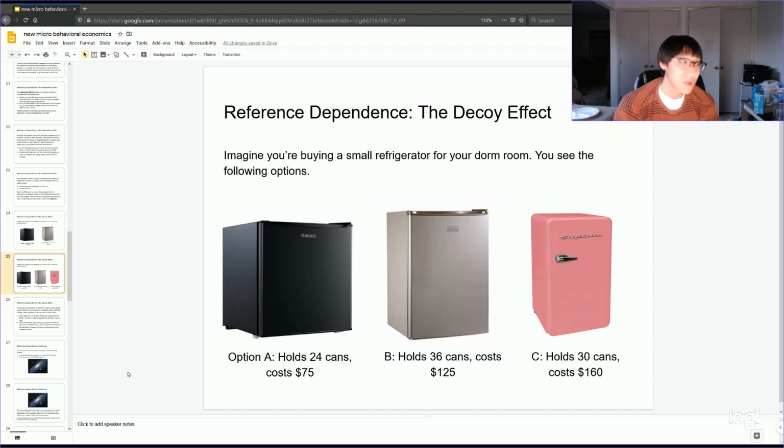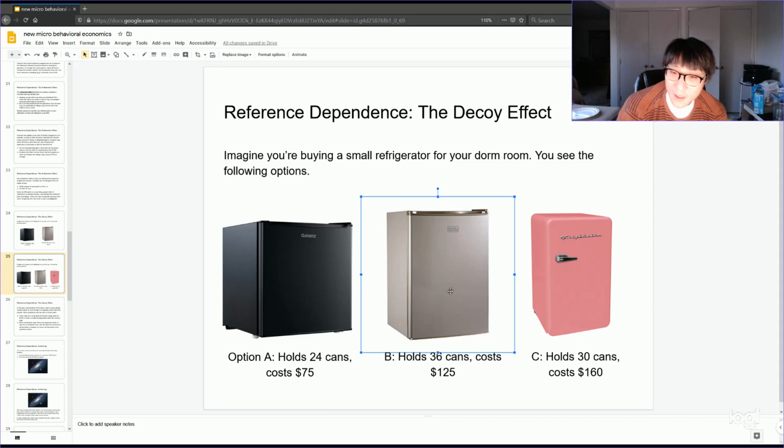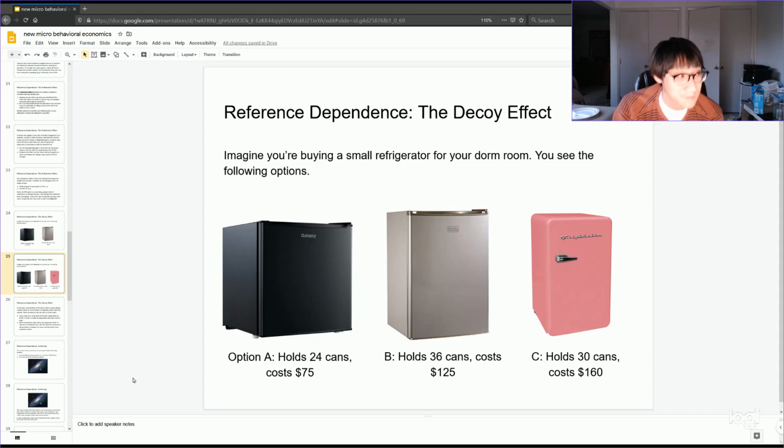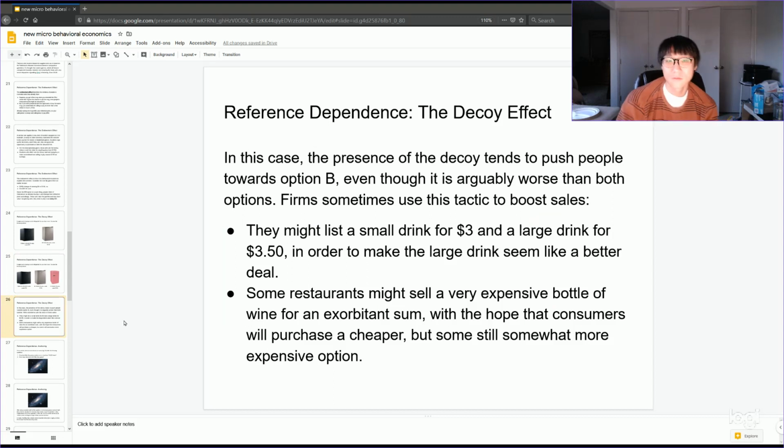But when you were presented with this, I bet that's not what you thought. And that's not what I think either when I'm presented with this choice. I see option C and I'm sort of like, oh man, this thing kind of sucks. But wow, look at option B. That holds more cans and costs less. It kind of makes option B look like a better value. So this is known as the decoy effect. We introduce this irrelevant third choice, the decoy, and all of a sudden we can convince people to buy the more expensive good.